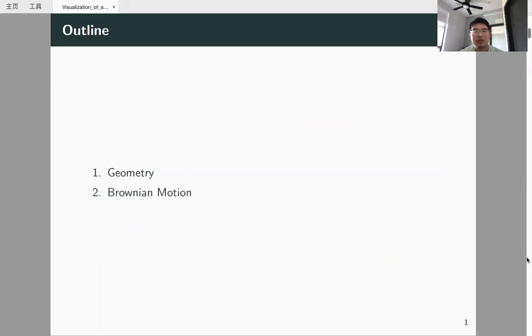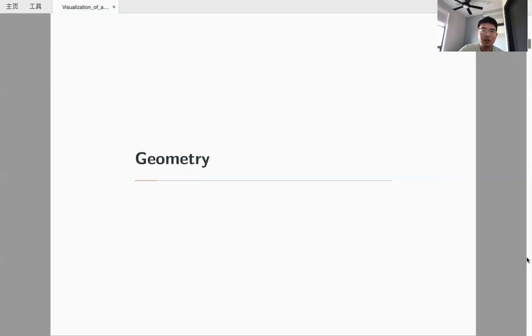Our main goal is visualizing Brownian motion on S3. S3 is basically a three-sphere that lies in R4, and the Hopf fibration is a special kind of mapping. I'll introduce those later. There are two important parts in my project. The first one is geometry, and the second one is Brownian motion. Okay, let's get started with geometry first.